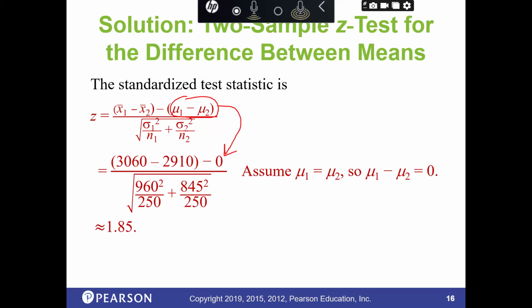So notice that assumption of mu1 and mu2 are equal to each other. Therefore, if they are equal to each other, that means there's no difference between the two.